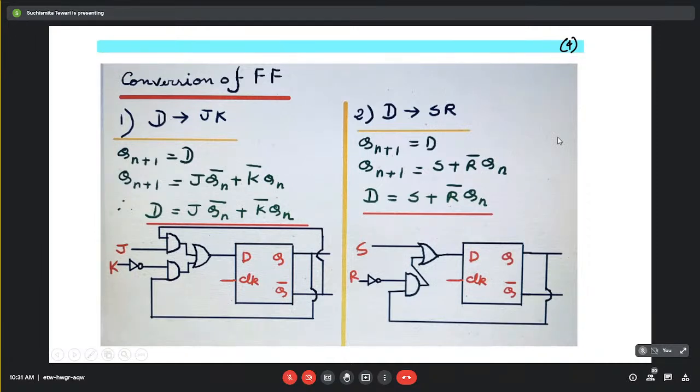Similarly, the same thing can be done if we want to convert T to JK or T to SR. You can work it out on your own and see whether you are able to convert that.